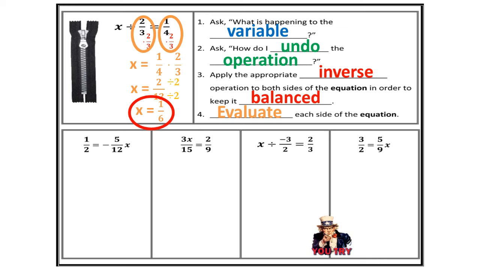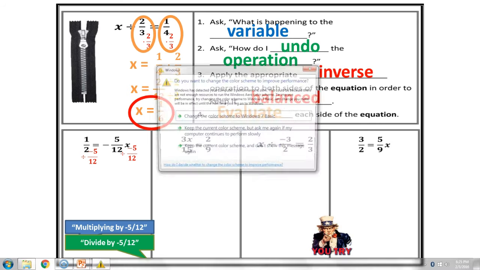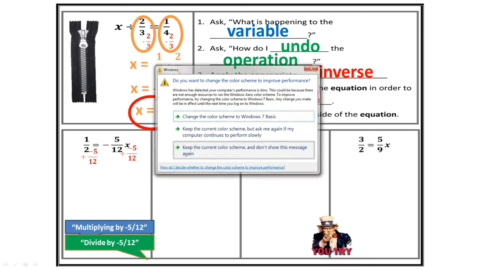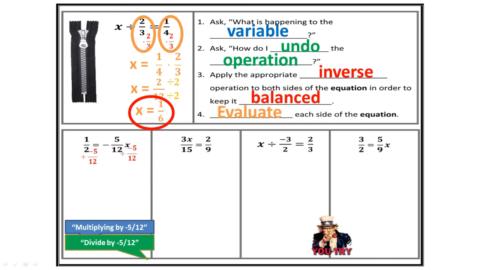Here I have 1/2 equals negative 5/12 times x. Ask yourself, what's happening to my variable? I'm multiplying by negative 5/12. To undo that operation, I need to divide both sides by negative 5/12. Notice I state the value and the operation. It's not just dividing by 5/12. I'm dividing by negative 5/12. It's going to cancel on the right, leaving me with just x by itself.